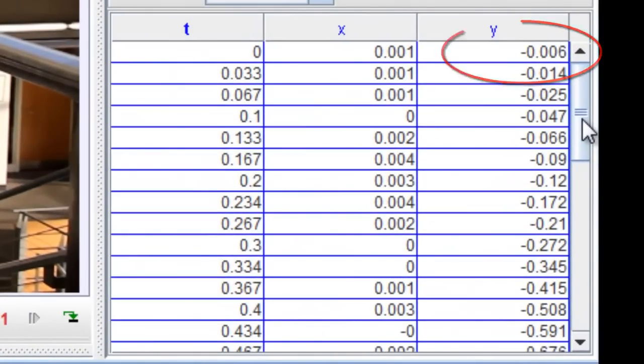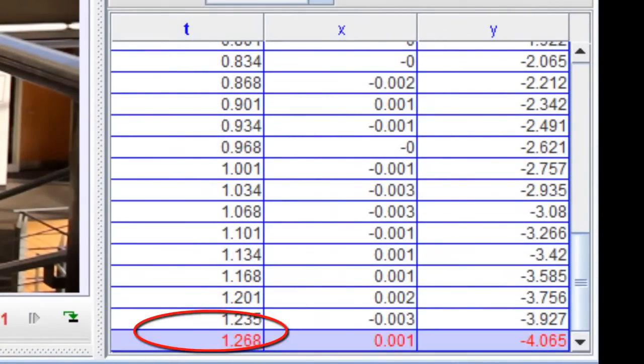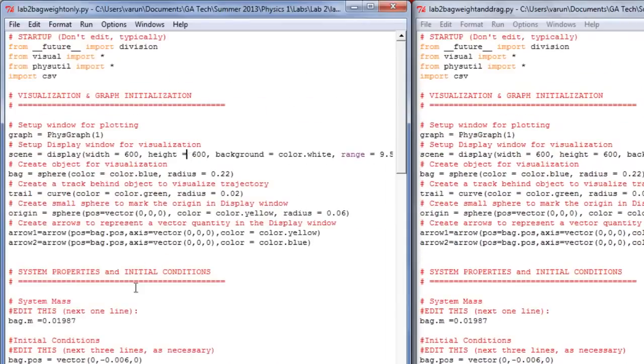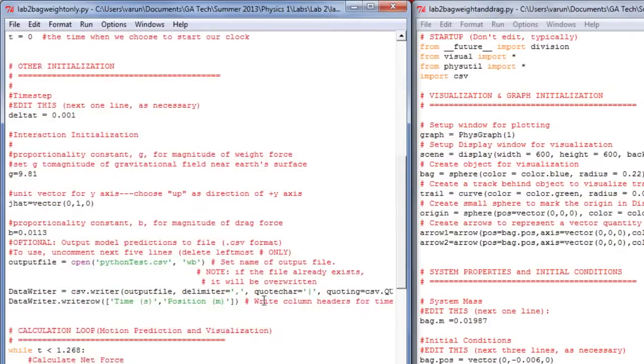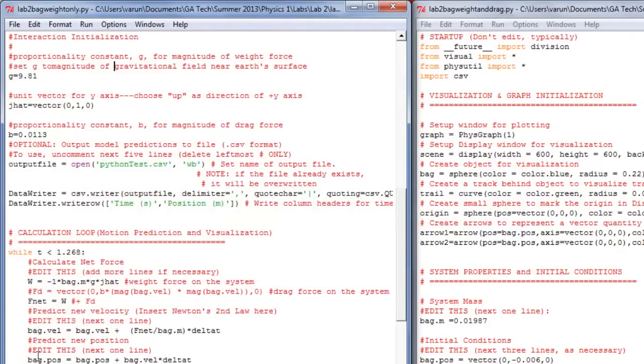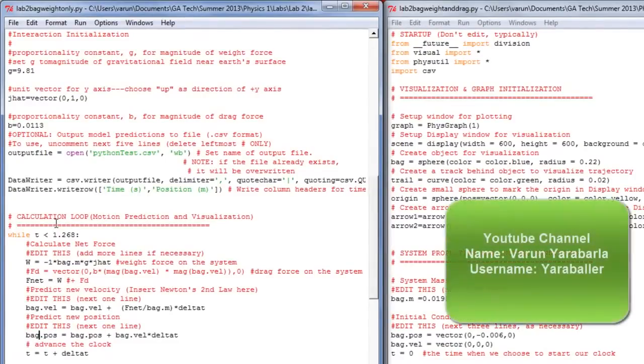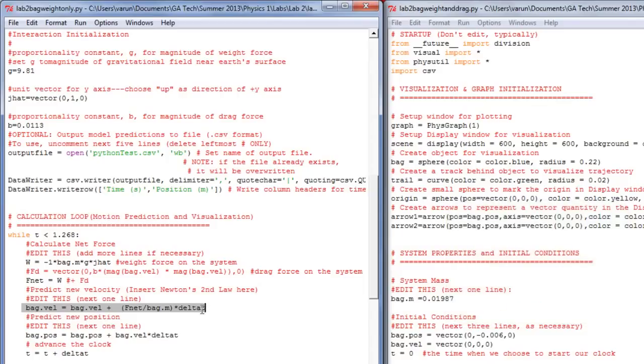We take the data from Tracker, like initial position and final time, and plug that into the skeletal code that was provided here, along with the ball's mass and the gravitational force. Along with that, we also plug in the same velocity and position equations from the previous lab, which can be found on my YouTube channel. This line, equation, and assignment statement are essentially Newton's second law of motion.